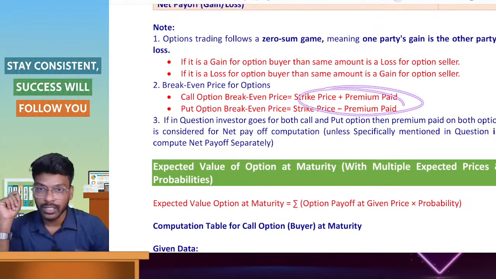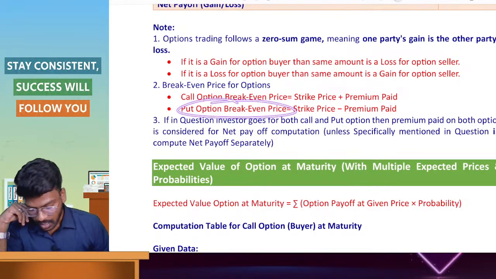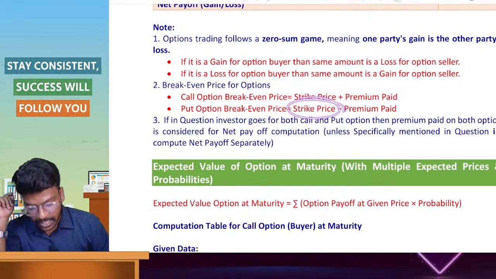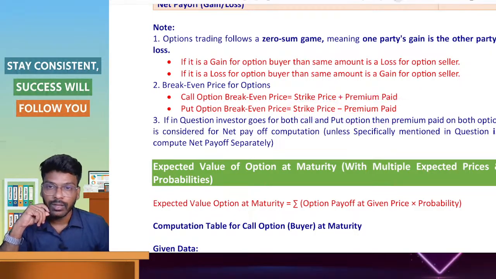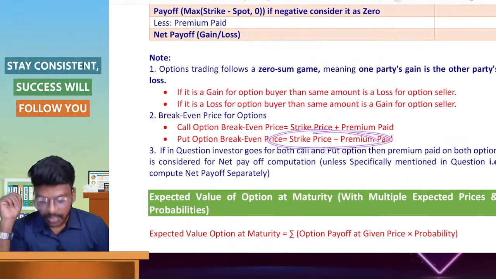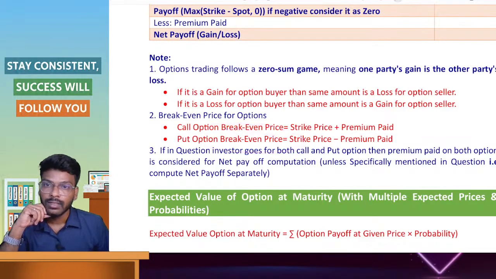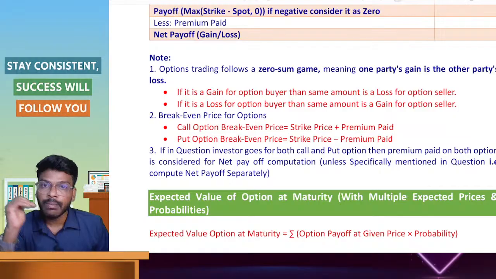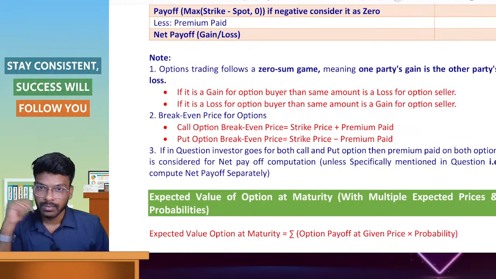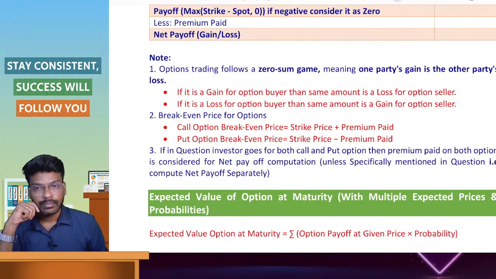Net payoff will be 0. Put option: in case of a put option, break-even price is strike price minus premium paid. Then you will get a 0 amount. No profit, no loss is the break-even price.